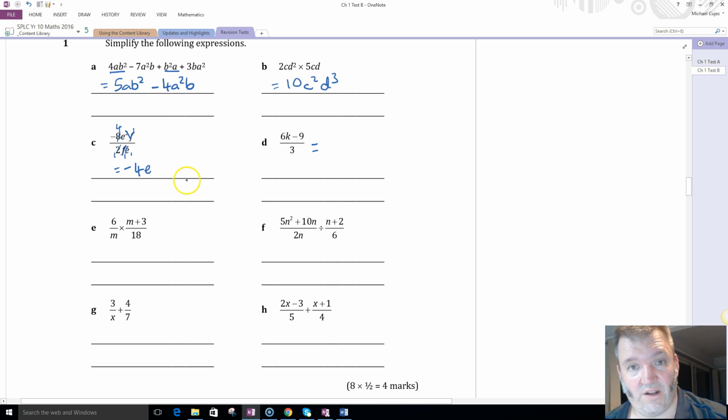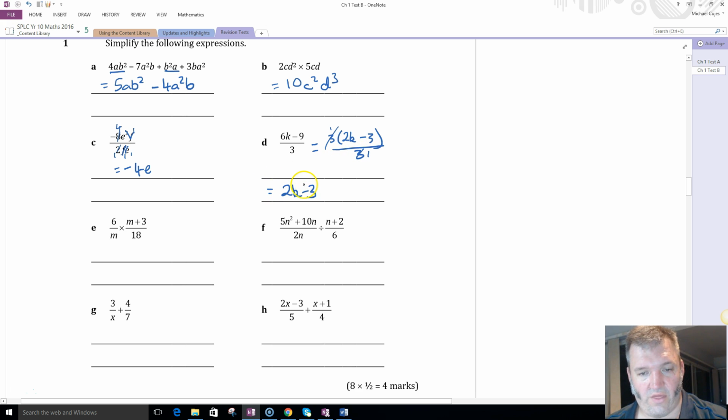Careful, we just mentioned we can only cancel common factors, so for this one here, although it's tempting to cancel straight away, make sure you factorise first. 2k take 3, you can see the common factor was 3, so I put 3 out the front. 6k divided by 3 must be 2k, and 9 divided by 3 is 3. Now I've got a factorised expression in the numerator. I can eliminate that denominator, and my answer is just 2k take 3.